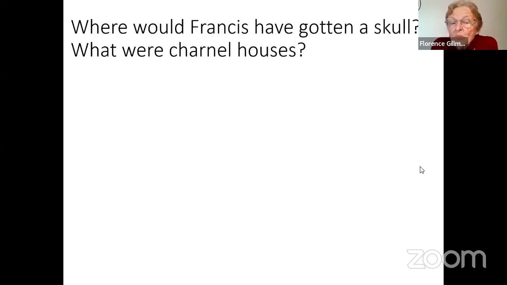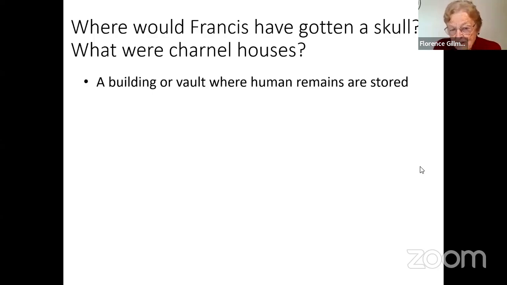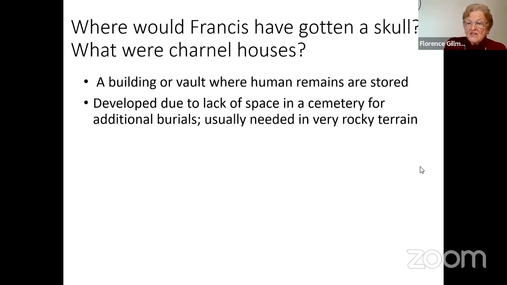Well, one place people got skulls and one place where skulls were kept were called charnel houses. And there are still a few charnel houses. A charnel house is a building or a vault where human remains are stored. So a lot of cemeteries were too small, or it was too hard to keep digging new graves. And so there were places for centuries and centuries where the remains of people who had died and whose flesh had disappeared, all that was left were bones, and those bones were exhumed and put in a pile in what is called a charnel house. So you can get into charnel houses here and there.